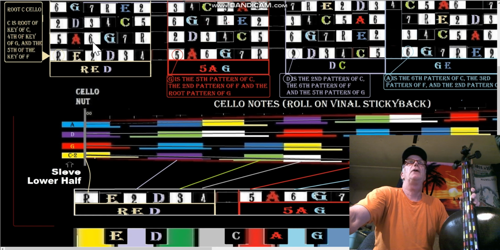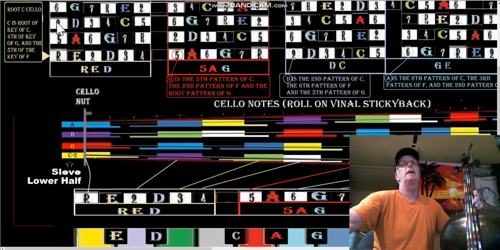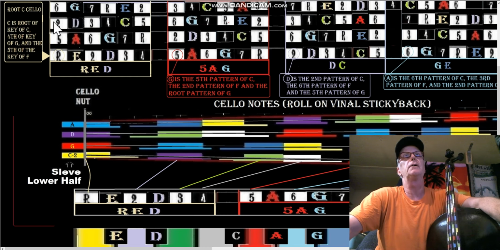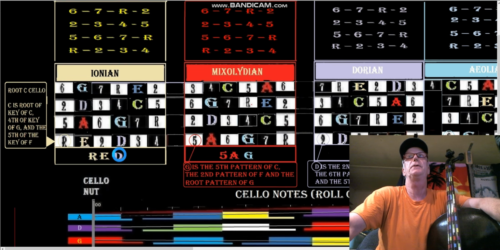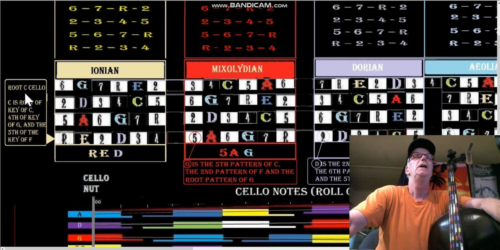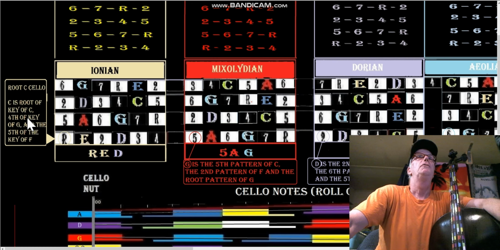Now let's talk about the key of C, the key of F, and the key of G. Okay, so I have to zoom in here. Cello, you kind of have to get with the instrument here. I got my arm over. Root C cello. C is the root of the key of C, 4th of the key of G, and the 5th of the key of F.